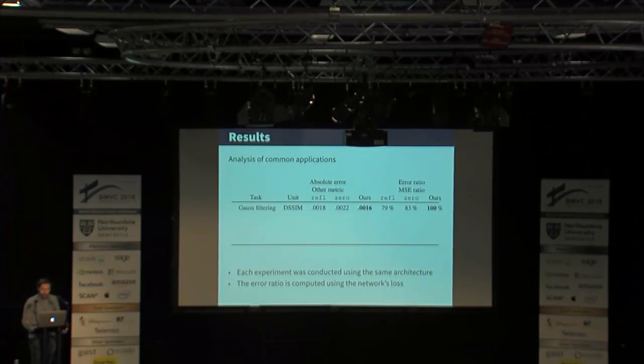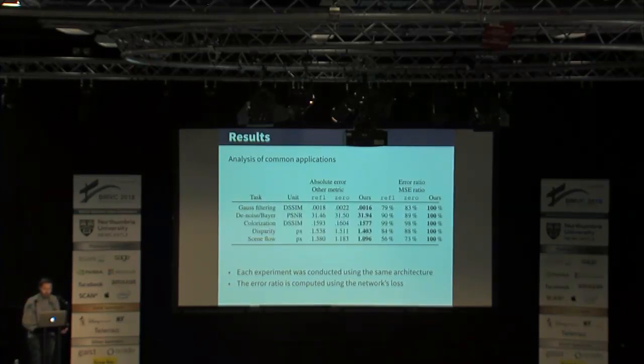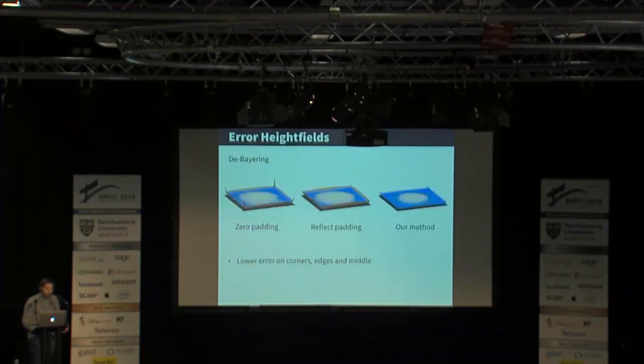We also tested a simple fully convolutional U-Net-like architecture for various tasks, in particular for Gauss filtering, debayering, colorization, disparity, and scene flow. While we observed an improvement for each one of these tasks, the improvement was not even among the tasks. This is further demonstrated by the error height fields associated with each one of these tasks.